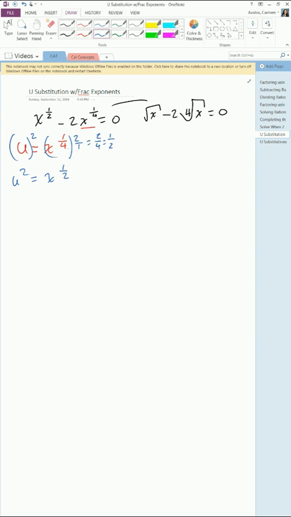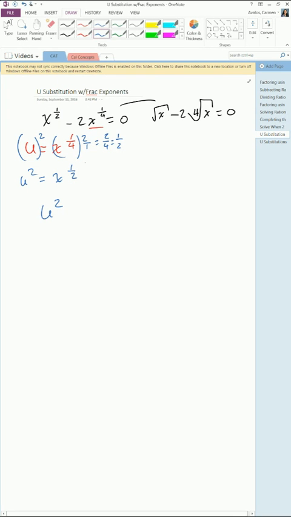Now, if I square both sides with the middle term, it looks exactly like the leading, first term. See how they're exactly the same? Then I can do some substitution. Instead of writing x to the 1/2, we write u squared, because they're equal to the same thing. We leave the minus 2, but instead of writing x to the 1/4, we write u, and we set it equal to 0.